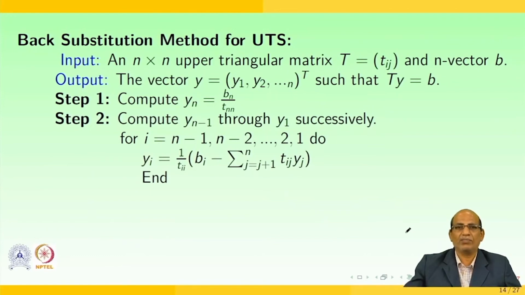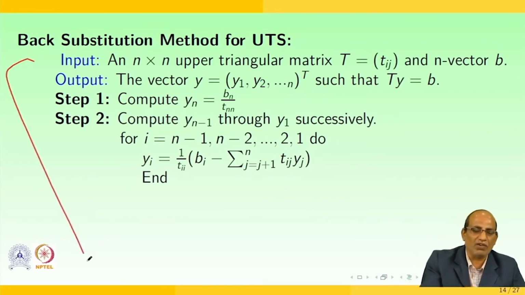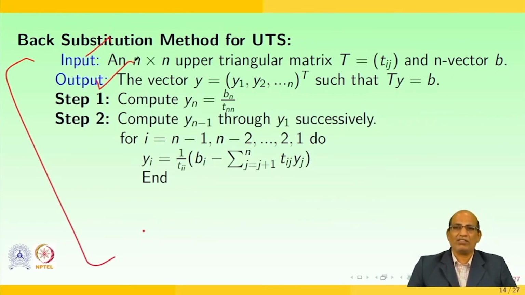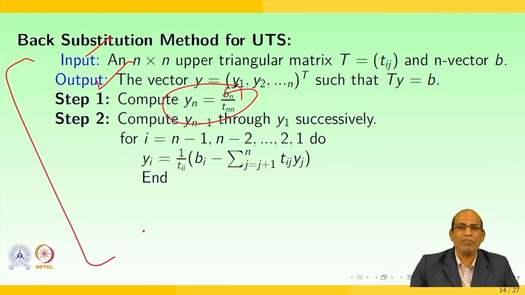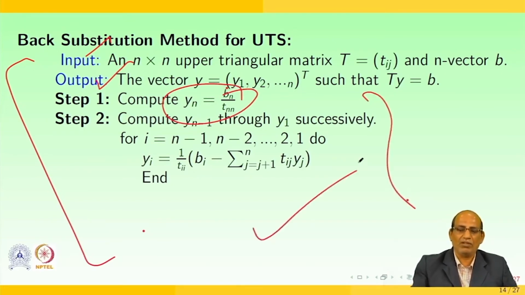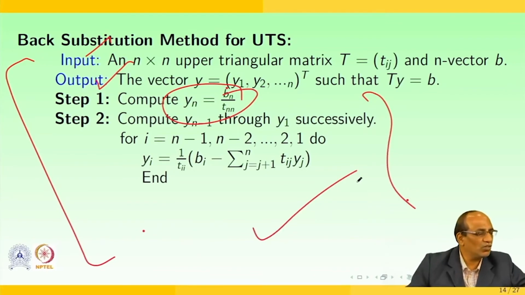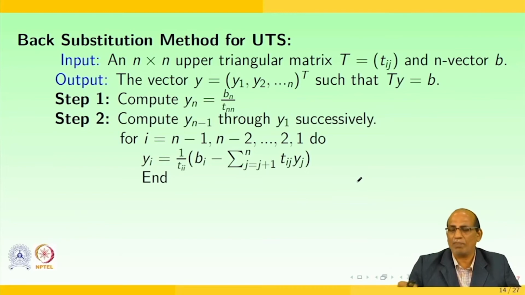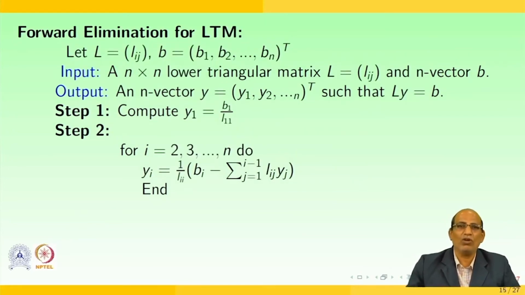Now look at this. The algorithm will be as follows. You have an input and an output. The input is an n by n triangular matrix T, and the output is the vector y equal to y1, y2, up to yn. Step 1 is to compute bn by tnn, and then you go through this algorithm. You are able to find the solution. This is what is called back substitution using an upper triangular matrix. We also have forward elimination for a lower triangular matrix.